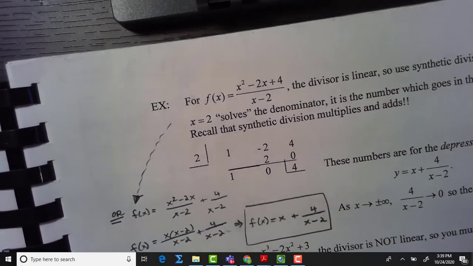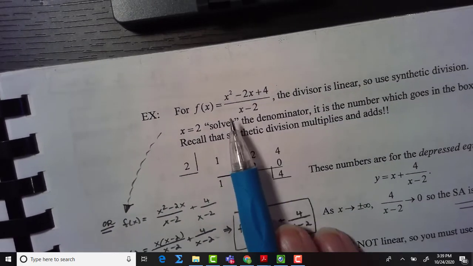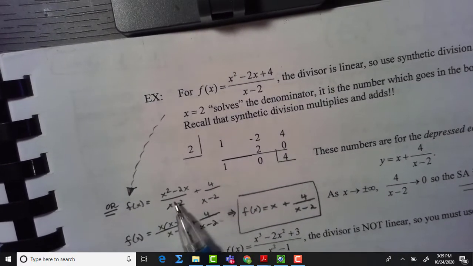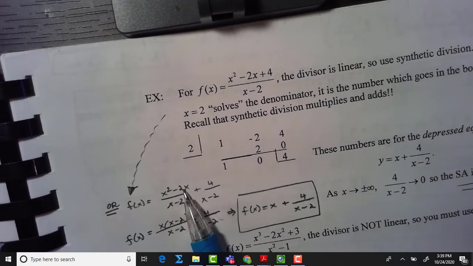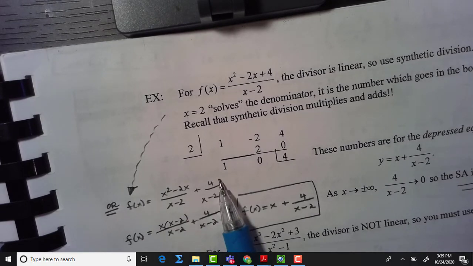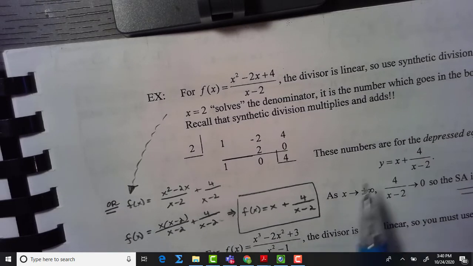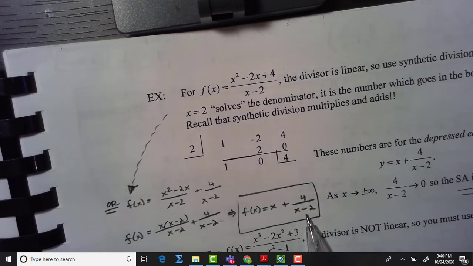Here's another way to do it. Very clever way. x squared minus 2x plus 4. What if we divided that into 2 parts, x squared minus 2x over x minus 2 plus 4 over x minus 2? If I factor the x out of here, you can see that we get x times x minus 2 over x minus 2. These two can cancel, leaving our x. So again, I get x plus 4 over x minus 2.